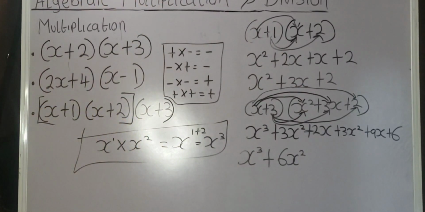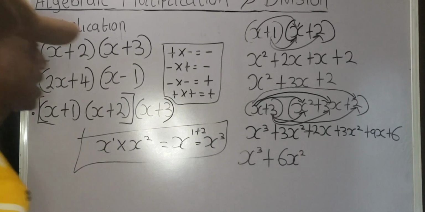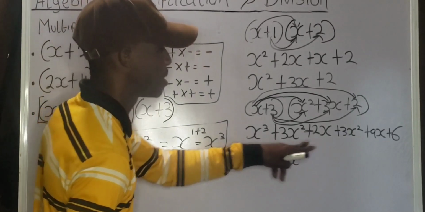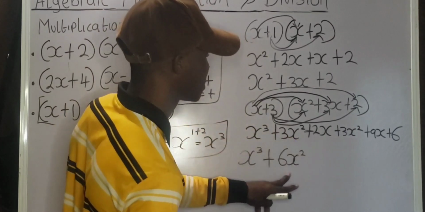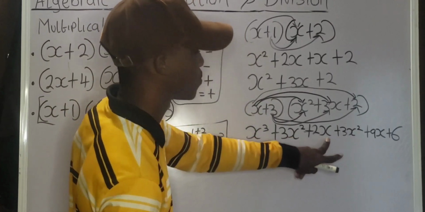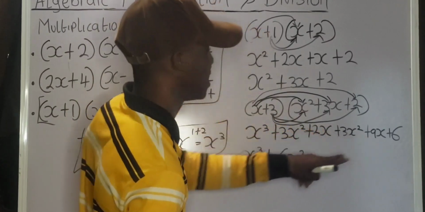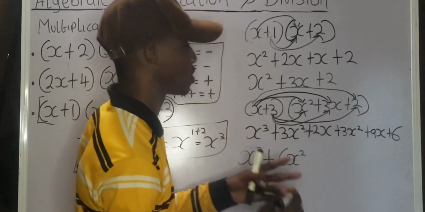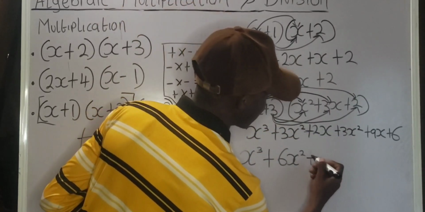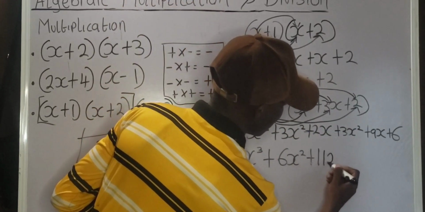Don't add their power, please. We only add power when we are taking the product, okay? Don't add power when you are taking the addition. So 3x squared plus 3x squared, that is what? 6x squared. Then I'm left with what? 2x and 9x. 2x plus 9x, that is positive 11x.